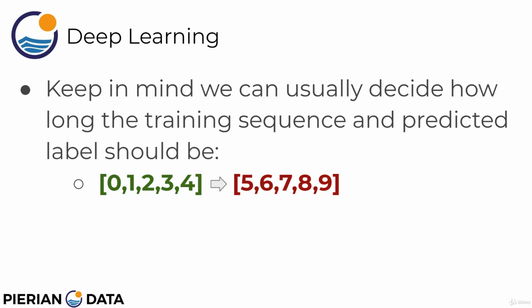So keep in mind, we can actually usually decide how long that training sequence should be, and also technically we can also decide how long that predicted label should be. So the sequence doesn't need to be all the numbers right before the very last number. For example, here we can see a training sequence of the numbers 0 through 4, and then we're trying to predict the next 5 numbers, 5, 6, 7, 8, 9. So we have a lot of flexibility here as far as what the training sequence is and what the predicted label should be. Also keep in mind that we're going to feed in batches of these sort of data points.